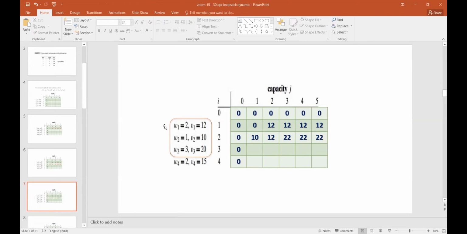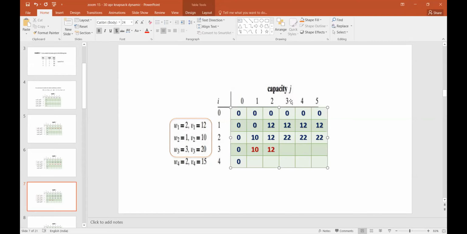We shall proceed. Now in the next step, we shall consider the next object as well: object 1, object 2, object 3. If the capacity is 1, only object 2 has weight 1, so I'll be getting the profit 10. I'll write this. When the capacity becomes 2, I can put only object 1, because it has the highest profit compared to object 2. So 12 remains the same.